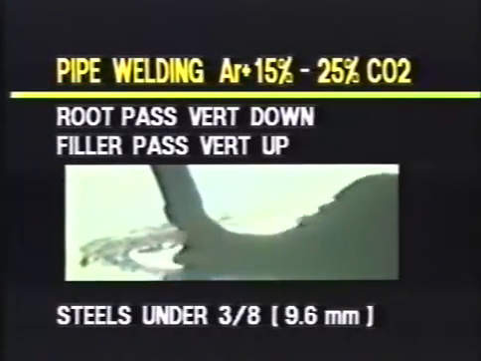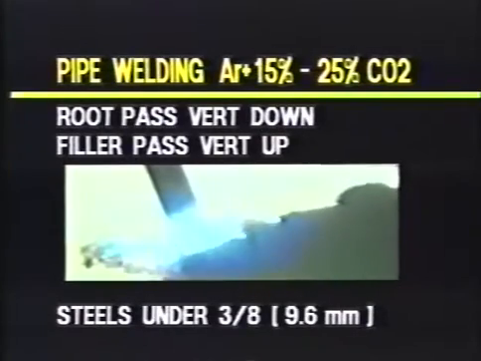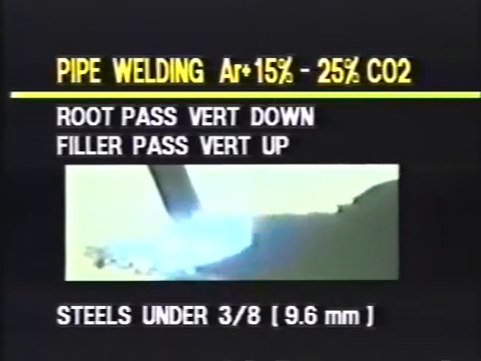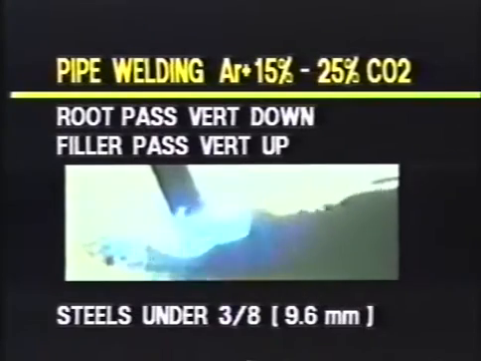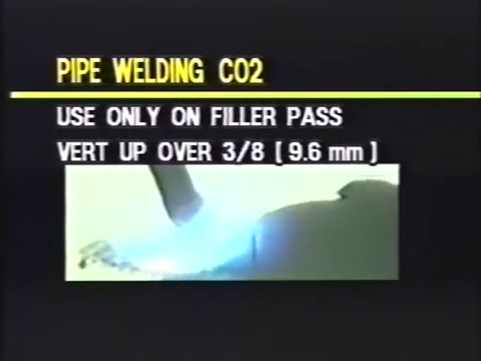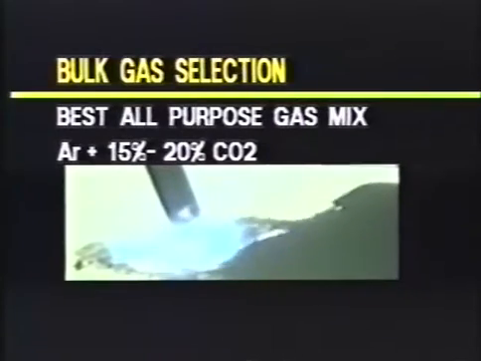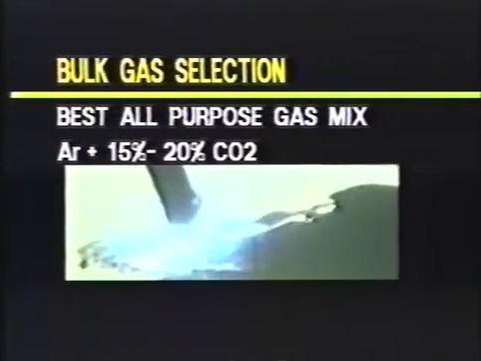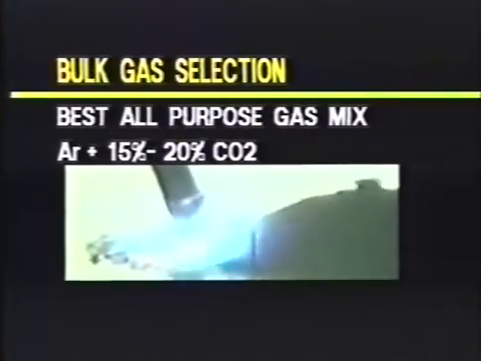For root passes vertical down or filler passes vertical up on pipe less than 3/8 of an inch thick, use argon with 15 to 25% CO2. This provides penetration and arc stability. If the pipe is thicker than 3/8 of an inch, CO2 is required for the filler pass to provide sufficient sidewall fusion. The most practical gas mix for a plant using bulk would be to set the mix at 15 to 20% CO2.